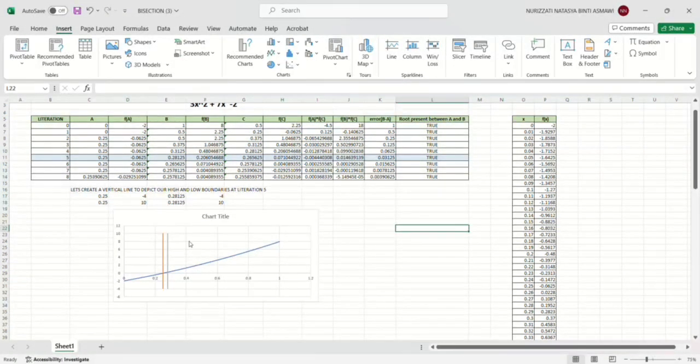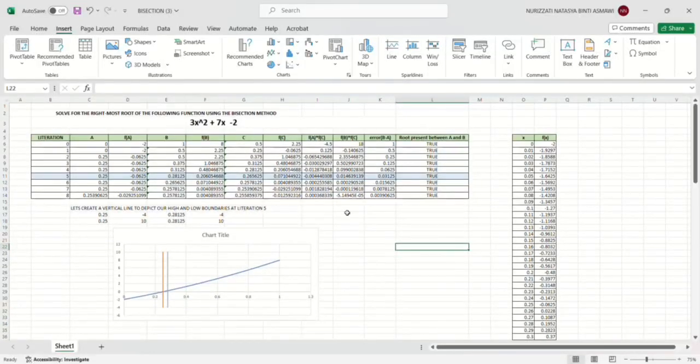Next, for the second value of x, which is 0.28125, we also choose the value of y, which is negative 4 and 10 for the minimum and the maximum from the graph. So by looking at the chart, we can know that there is two lines. So we can know that there is two value of x. This is the final result for the function of 3x power 2 plus 7x minus 2.